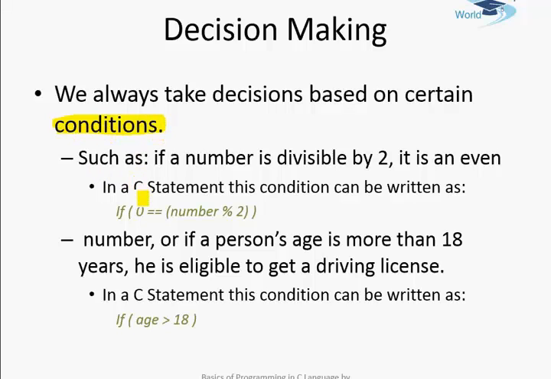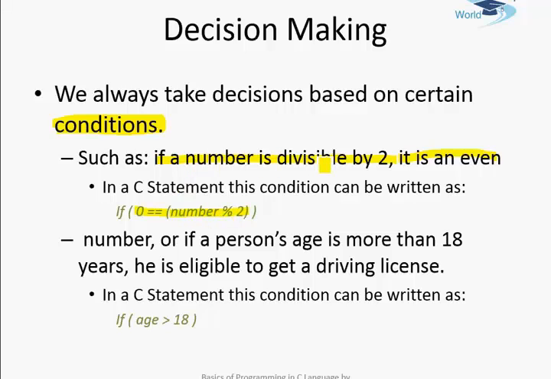Conditions can be like number mod 2 is equal to 0, which means that when the number is divided by 2, the remainder should be 0. If a number is divisible by 2, then it is even. So this condition tests whether the number is even or not. If you have to decide whether a number is even or odd, you have to check a condition that the number should be divisible by 2.